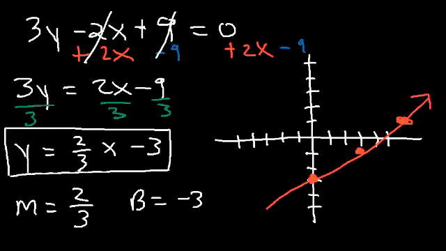So the graph should look something like that. I don't have a ruler, so my lines are not perfectly straight, but let's try that one more time. There we go, that's better. So now you know how to graph a linear equation in slope-intercept form and in standard form.